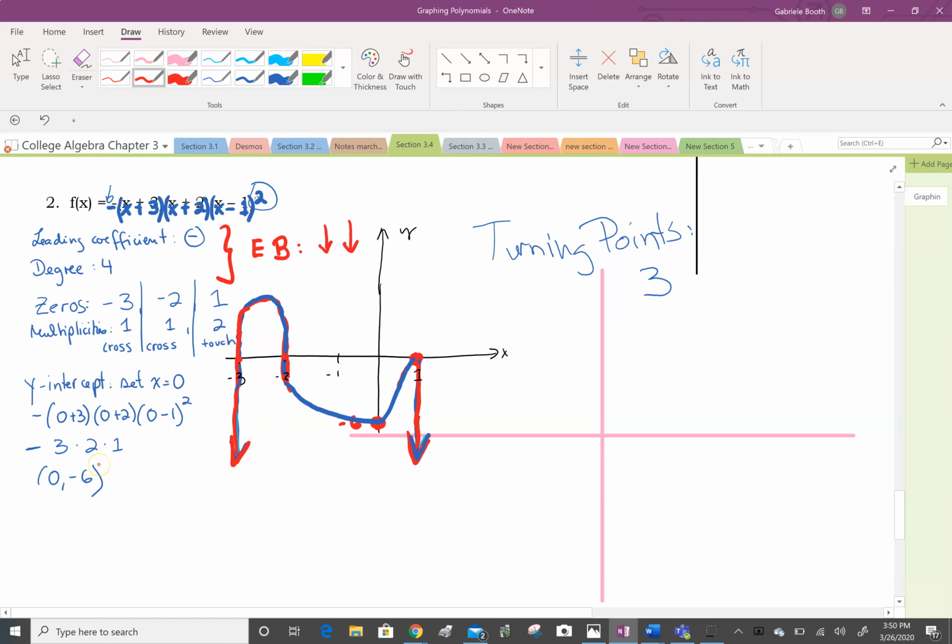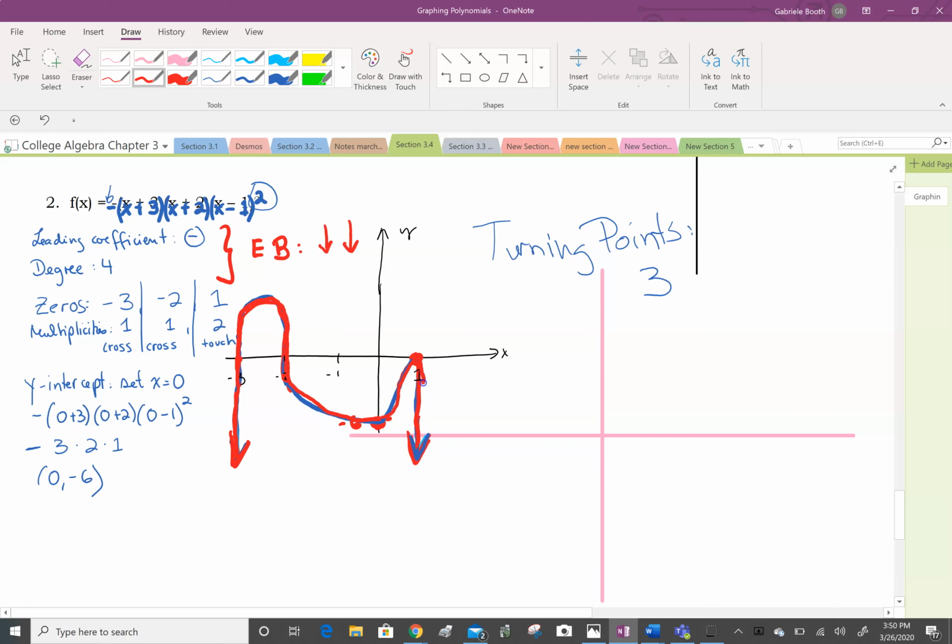So let me do this again. I know my end behavior is down, down. So on the left-hand side, I make my arrow that's going down. I'm going through -3. I got to turn somehow. How high, how low this is going, I don't know, but I'm turning. I'm crossing through -2. I make a turn. Somehow I have to get through -6. Then I got to go to 1, and touch and go back down.